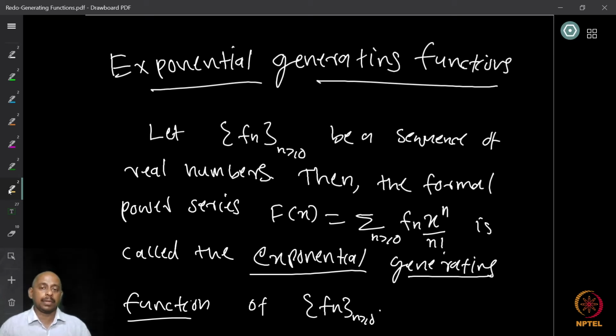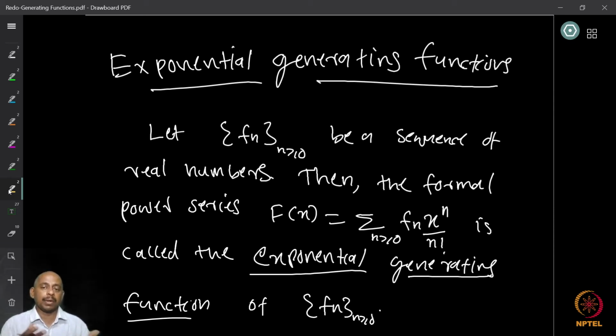So basically, n factorial acts as a normalizing factor to make f_n small. Now, how do you recover f_n? Because we are smartly dividing by n factorial along with x^n, all I need to do is take the function we get and look at the coefficient of x^n by n factorial in the series expansion. That will be equal to f_n.